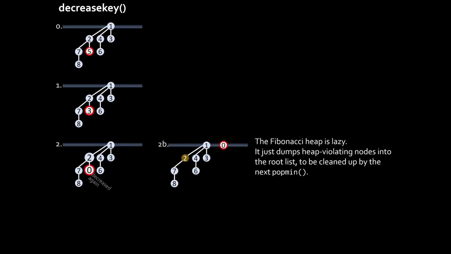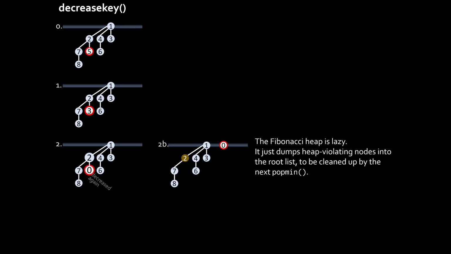We're going to use a different solution here. We're going to be lazy. We're going to be inspired by the linked list implementation. We'll just splice it out of the tree and dump it into the root list. And we know that popmin will come along sooner or later. Popmin, next time it's run, will do the cleanup operation. So we'll just dump any heap violating nodes into the root list to be cleaned up by the next popmin. Our argument for this, remember, is that it's more efficient to do a whole load of cleanup in one go rather than small incremental amounts of tidying up.